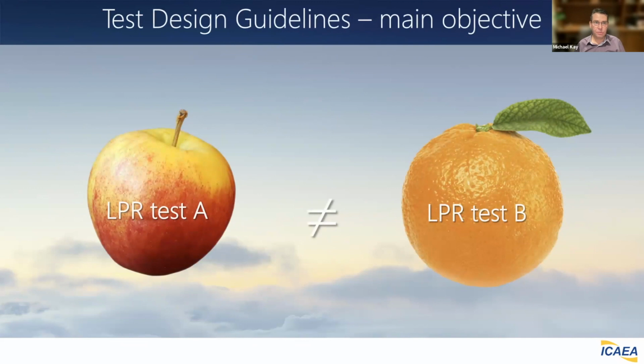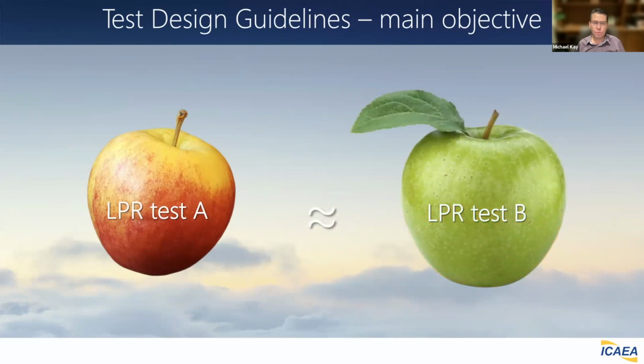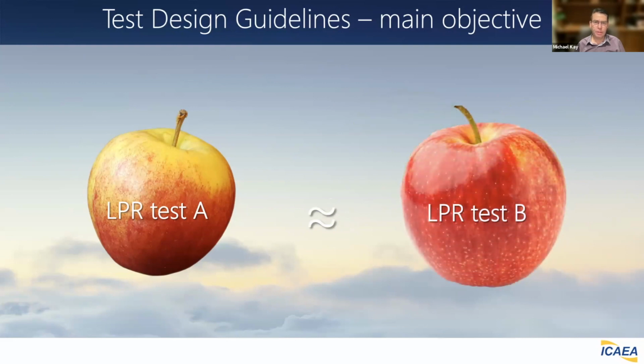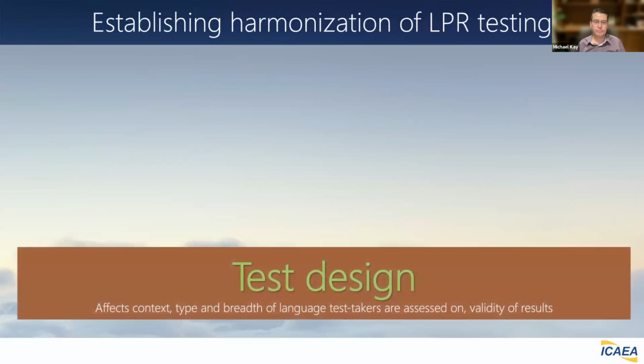Ultimately, the aim of the TDGs is to get that scope of the, let's not compare apples and oranges in the future. Hopefully we can be comparing more like for like, and maybe in the future, if things go well, even more streamlined, harmonized testing outcomes.